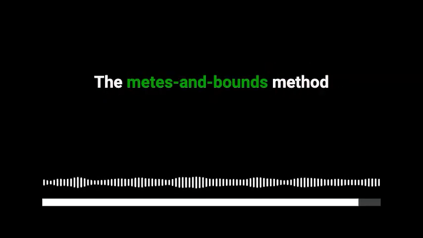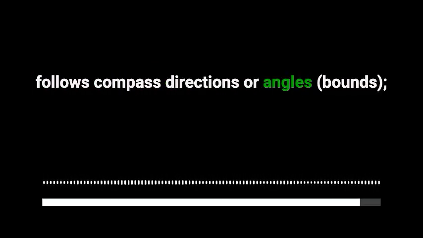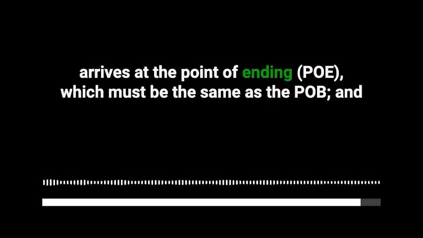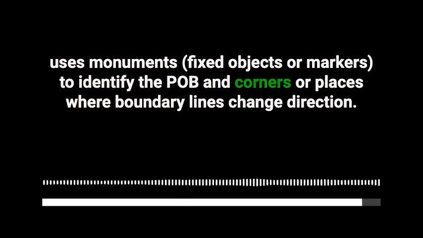Key point review. The 3 methods of legal description of land are the following. The metes and bounds method measures distances, starts from a point of beginning, follows compass directions or angles, arrives at the point of ending, which must be the same as the POB, and uses monuments to identify the POB in corners or places where boundary lines change direction.